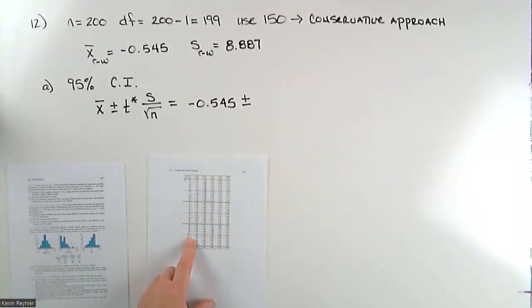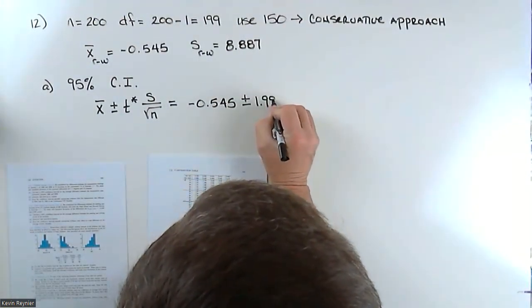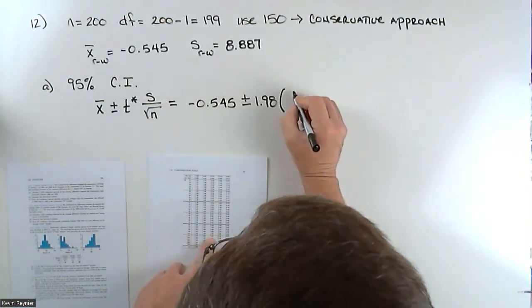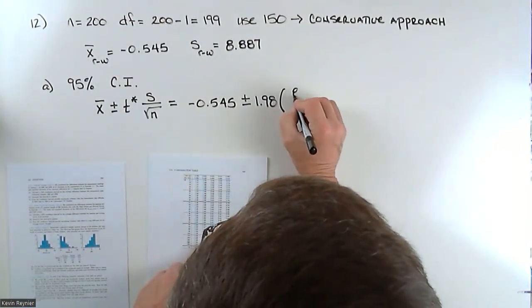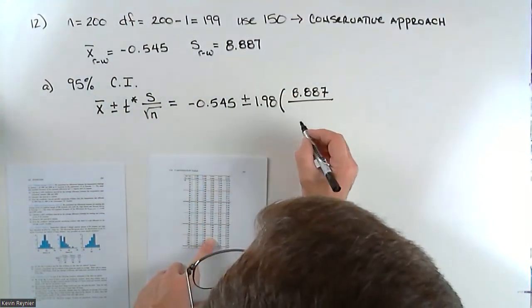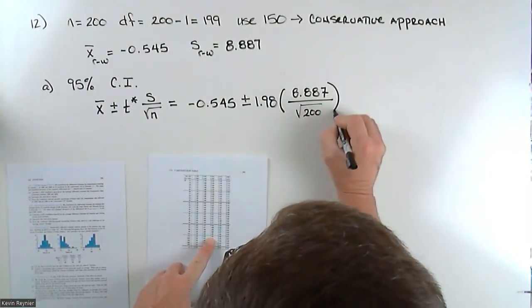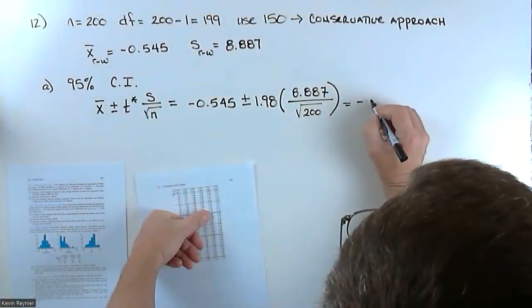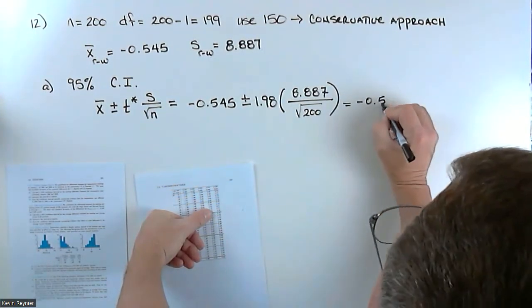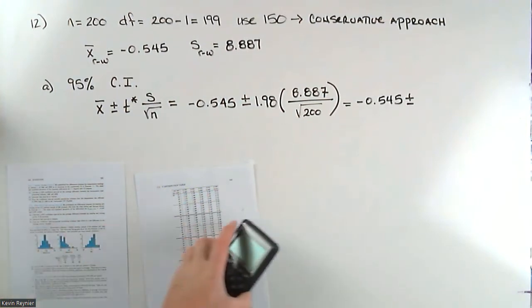Now, we want a 95% confidence interval. That's 5% in both tails. We're going to go to row 150. So that's going to be a T star of 1.98. Our standard deviation is 8.887, and our sample size is 200. So that's going to give us negative 0.545 plus or minus, and then we can calculate our margin of error, right?